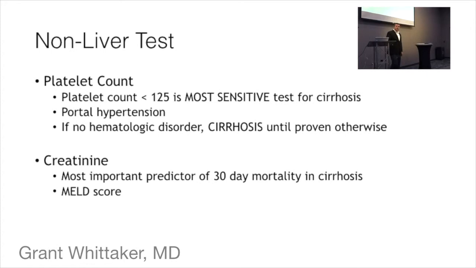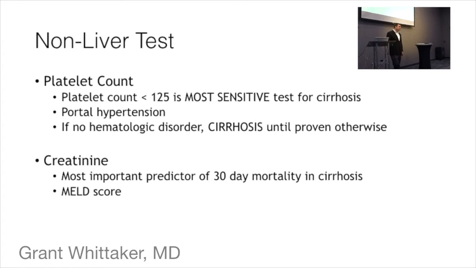Creatinine is also important, and that's mainly for people that have known chronic liver disease and cirrhosis. It's the best predictor of 30-day mortality. If that creatinine is climbing and you don't know why, like you haven't increased their Lasix or Aldactone, you haven't adjusted their medications, they're in big trouble.